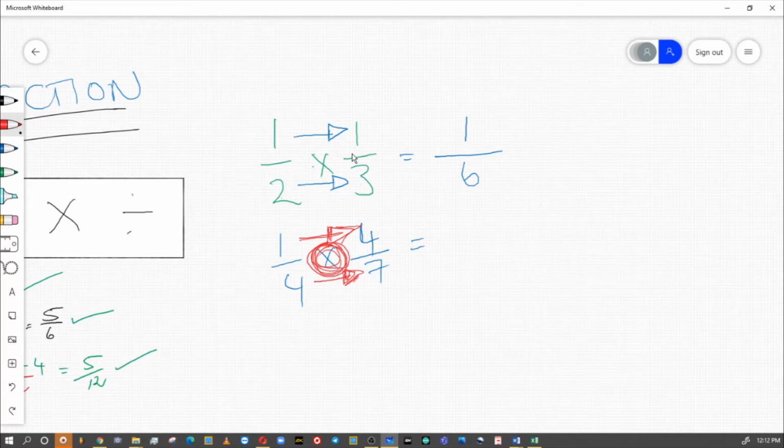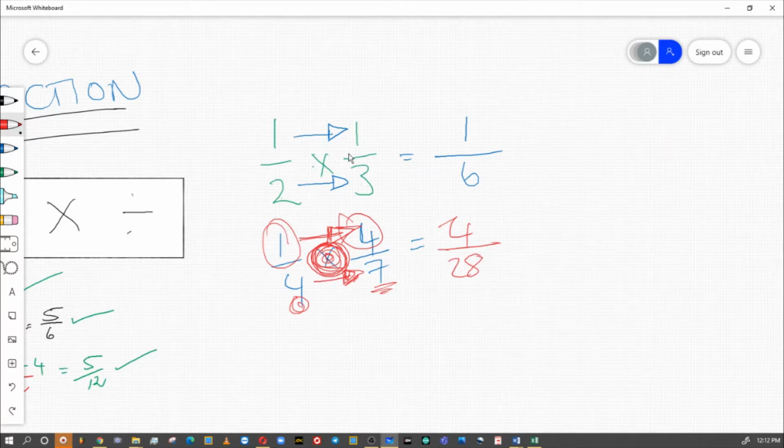But this one is multiplication, so we do it directly. So 1 times 4 would be 4, and 4 times 7 would be, come on, 28.